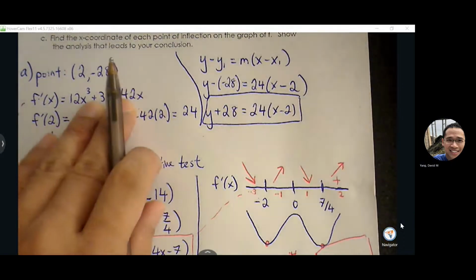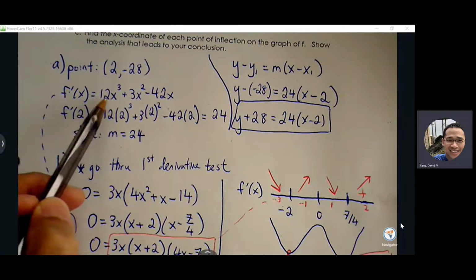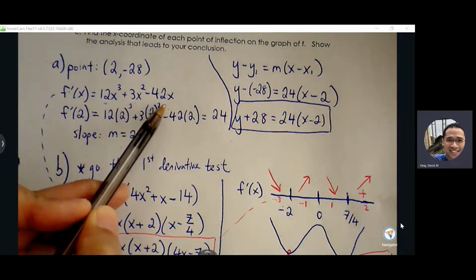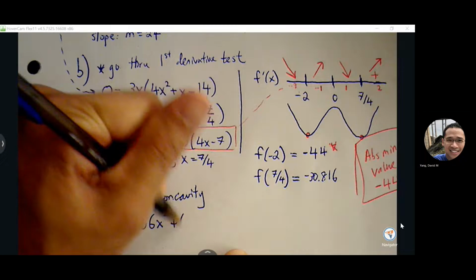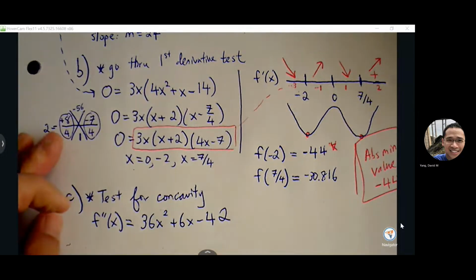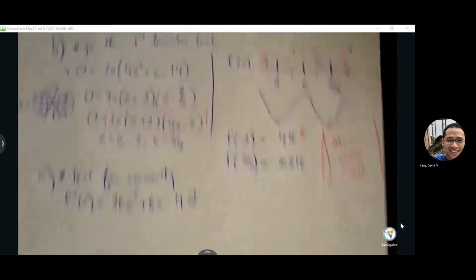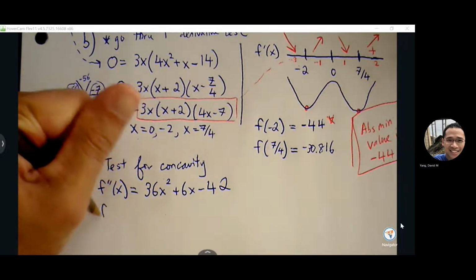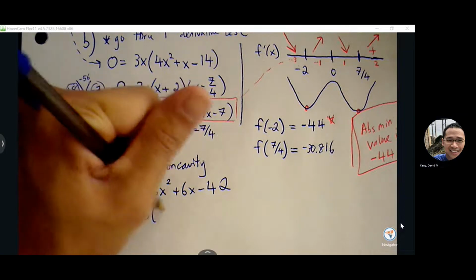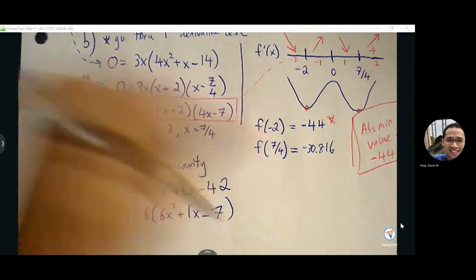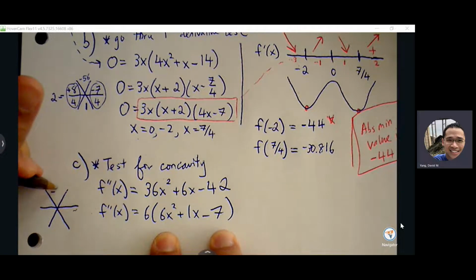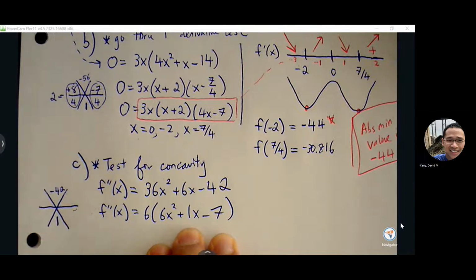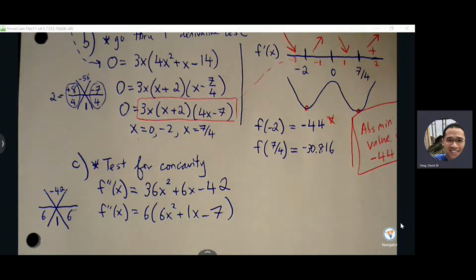So here's my f prime. That's my first derivative. To get to the second derivative, I can go through the power rule again. So 36x squared plus 6x minus 42. Okay, take out a GCF of 6. Star method: A times C is negative 42. B value is 1. Multiplies to be negative 42, adds up to be 1.